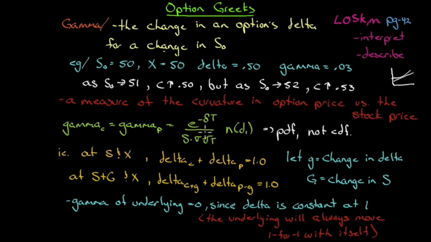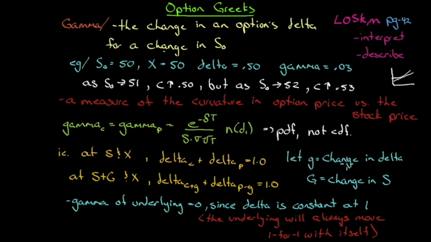It's just this formula here, scaled by N(d1). Now, notice it's a lowercase n. That's the probability function, not the cumulative function. It's just the probability function. So, at S and X, let's take a stock price and a strike price that are the same. Delta C plus delta P we know adds up to 1. The stock price and the strike price are the same, so if we have an at-the-money option, we know that delta C plus delta P will add up to 1.